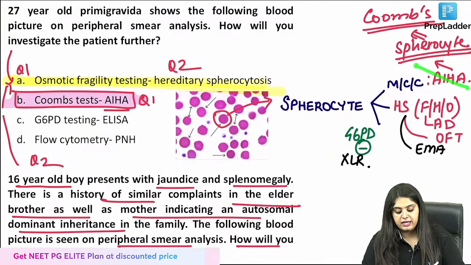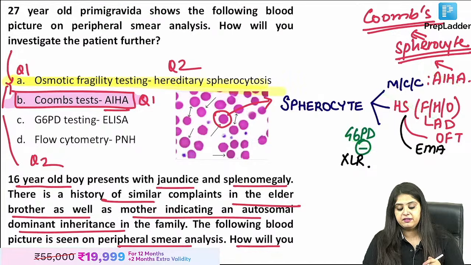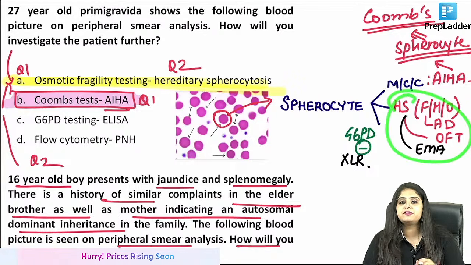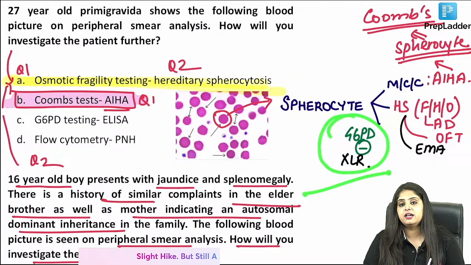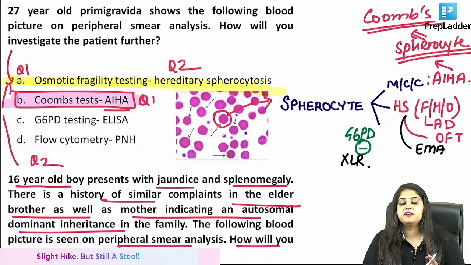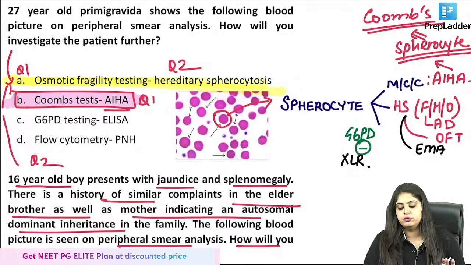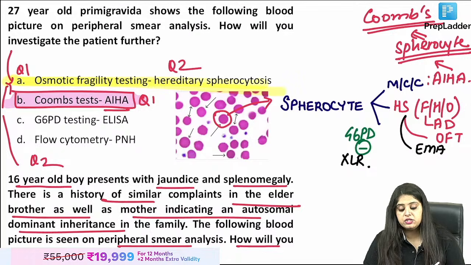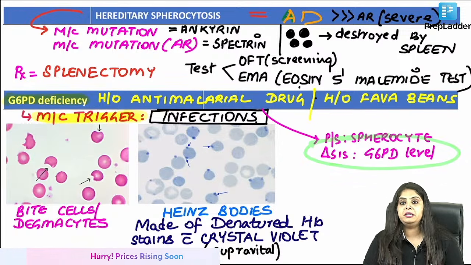So I have taught you AIHA, HS and G6PD. What history will come? Repeating once again, pregnant female, Coombs test related, AIHA. Family history, father, mother, brother having it, it is HS. And if they give you something to do with XLR, or they say fava beans, infections, anti-malarial drugs, or give a photo of a bite cell, then you go in for G6PD deficiency. Is that okay? Spot test and all, Dr. PG target, yes we do, but the final testing is done only by knowing the G6PD levels.